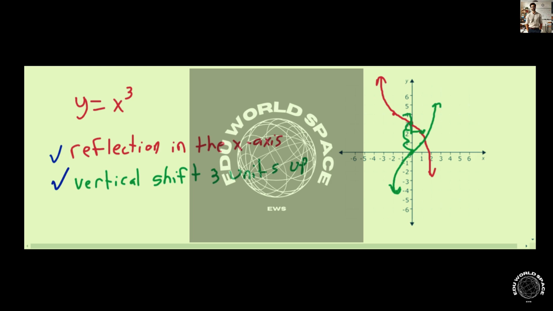So now we just have to write our new equation. So remember, to represent a reflection over the x-axis, that means our original function got multiplied by a negative. So that way, all of our positive values became negative, and all the negative became positive. And then lastly, to shift it up 3 units, we add 3. So this would be our new equation.